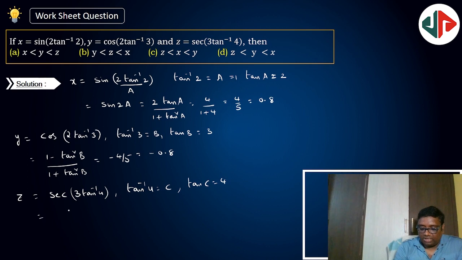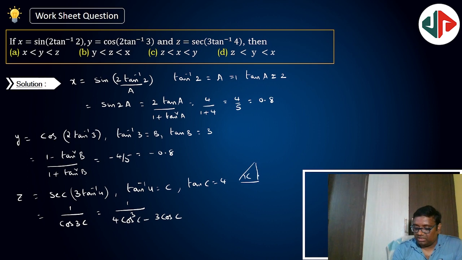So same condition, this is 1 by cos 3a, cos 3c. So 1 by 4 times cos cube c minus 3 times cos c. You know tan c value is 4, then this is 1 by root 17. If we simplify this value, it will be minus root 17 by 47. This approximate value is minus 1.49.